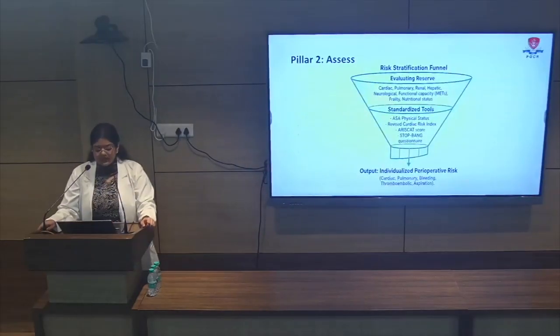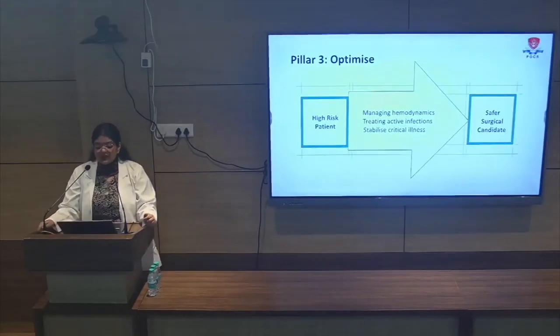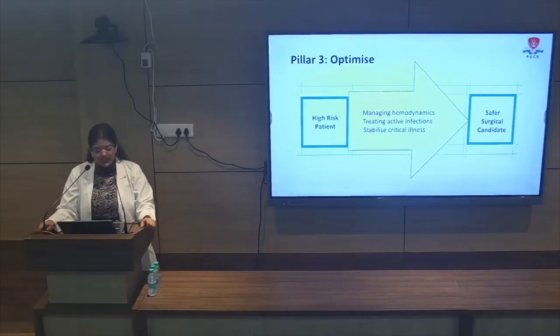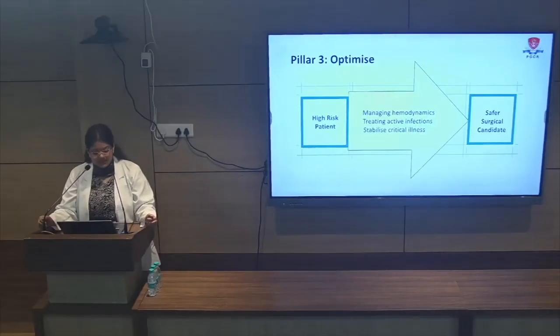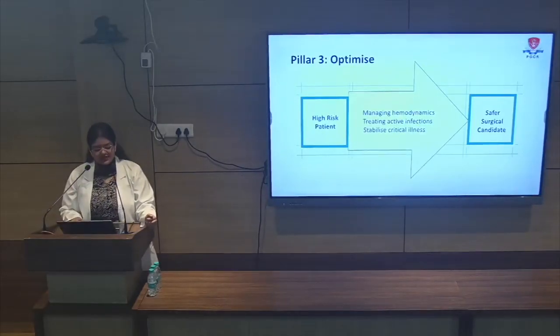The second pillar is to assess the physiological reserve of the patient and stratify the risk using standardized tools. We hereby get a detailed and individualized preview of the patient's physical status and what we might expect in the operating room. The most crucial step of the pre-anesthetic evaluation is the journey of a patient, a high-risk patient, to a safer surgical candidate. We do this by optimizing and managing hemodynamics, treating active infections, and stabilizing critical conditions.